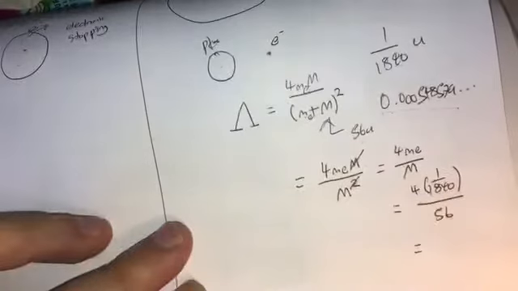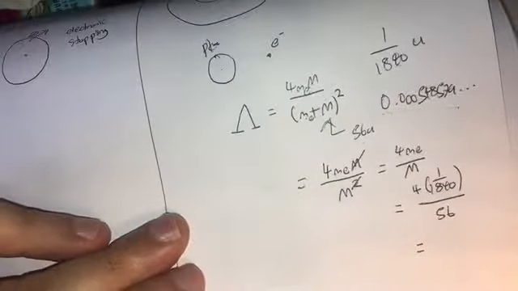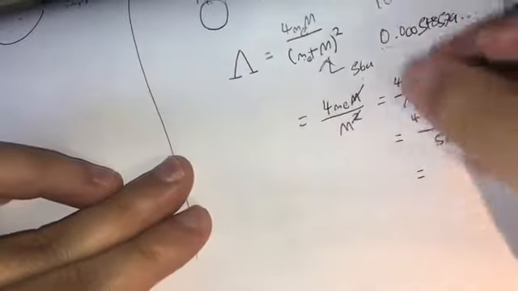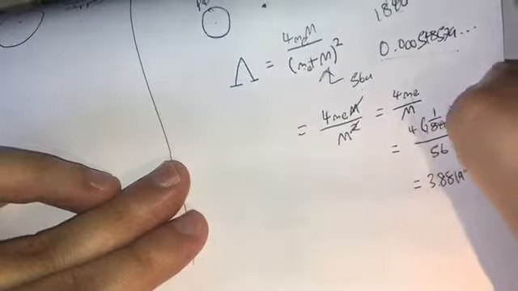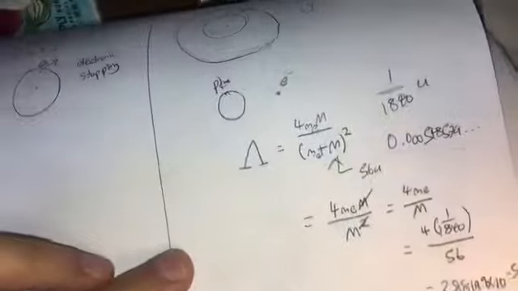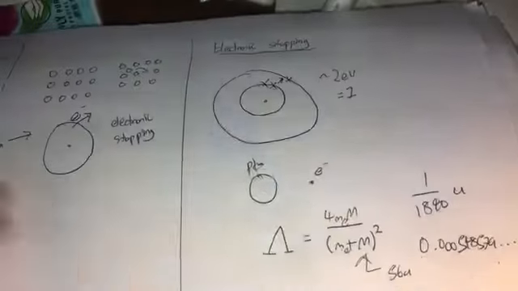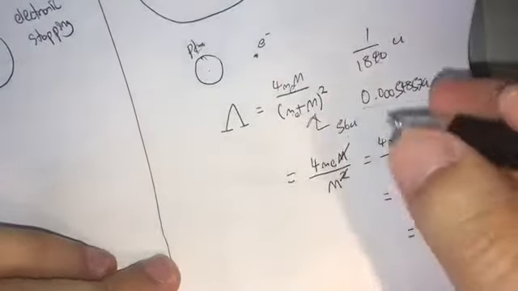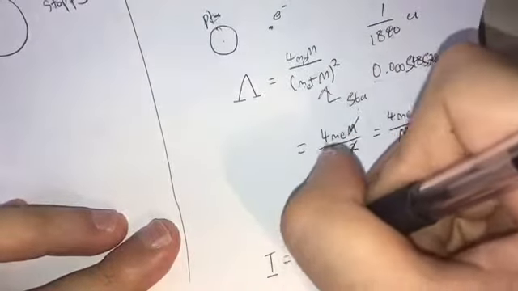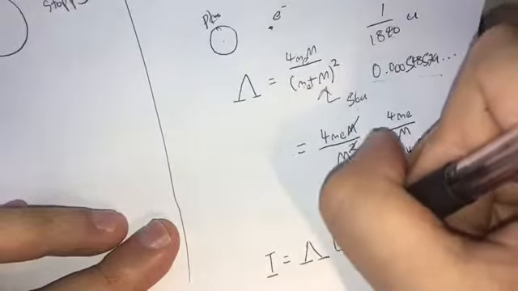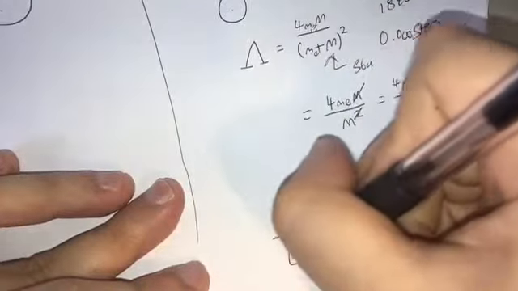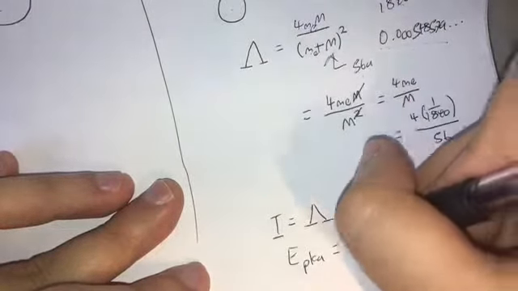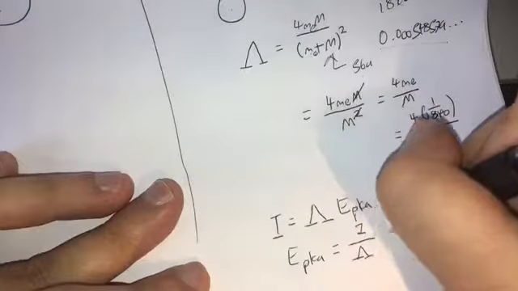Okay, so let's punch some numbers. 4 times this, divided by 56. So we get 3.88199 times 10 to the minus 5. That's lambda. So what's the minimum energy that the PKA needs to have? The ionization energy equals lambda times the energy of the PKA. So the energy of the PKA equals I over lambda. There's a minimum, some threshold energy.